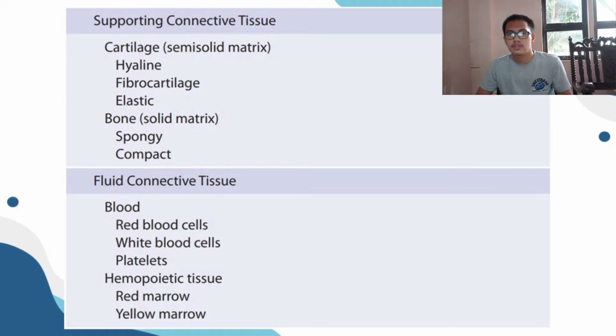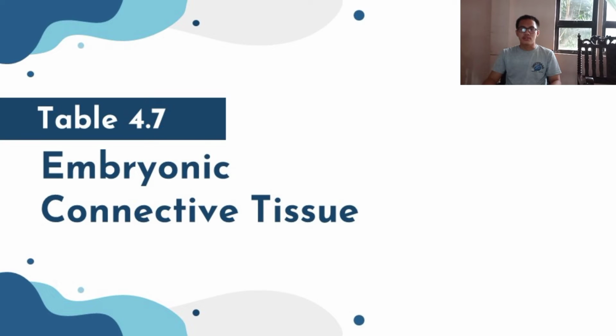while fluid connective tissue has blood and hemopoietic tissue. Under blood are the red blood cells, white blood cells, and platelets. Hemopoietic tissue has red marrow and yellow marrow. Let's proceed to Table 4.7, which is the embryonic connective tissue.